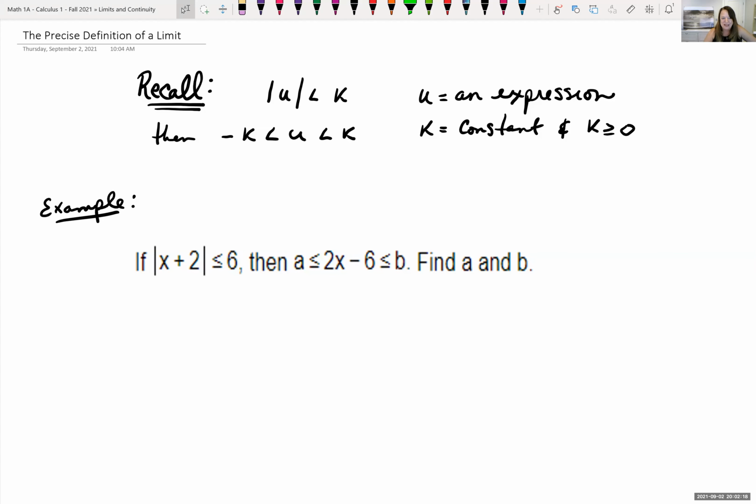So I've been putting this off for a while, and we're now finally getting to what I've been talking about, this precise definition of a limit. But before I do that, I want to remind you a little bit about a couple of things.